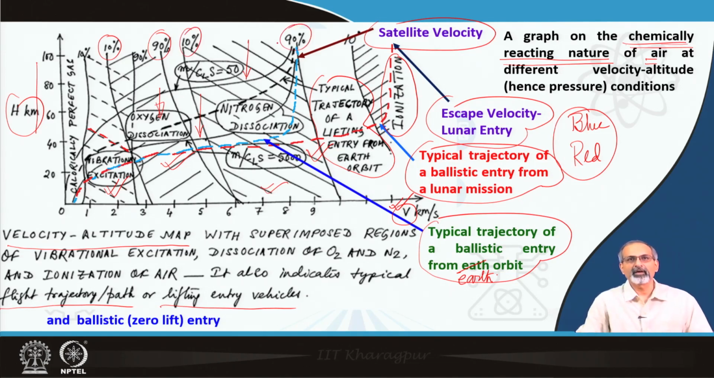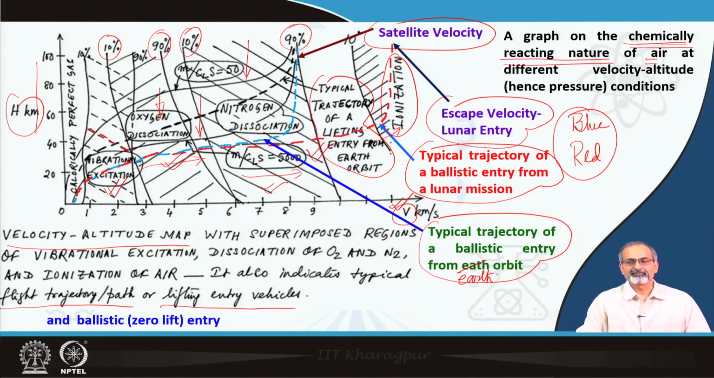Again, that region sways towards the left at higher altitudes, and the regions are marked with initial and final bands where 10% completion and 90% completion of the respective phenomena are indicated, which means that a gradually speeding vehicle, if it follows this kind of path, would increasingly see the presence of oxygen dissociation after the vibrational excitation. Beyond that, if it speeds up further, oxygen has already dissociated completely. Beyond that, you will see nitrogen dissociation setting in and a lot more species forming within the mixture.